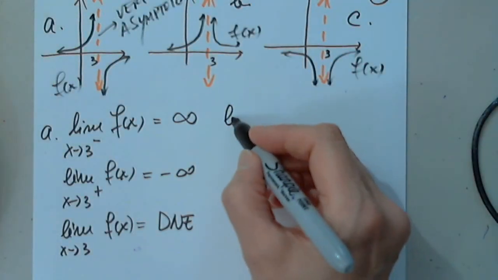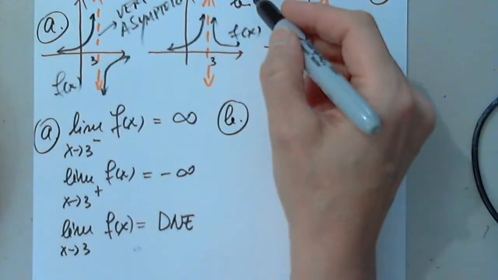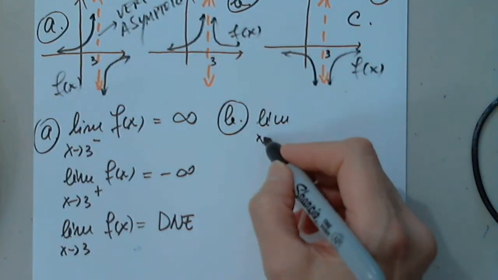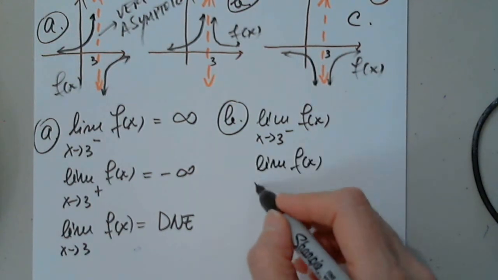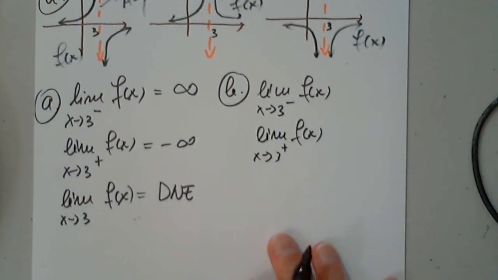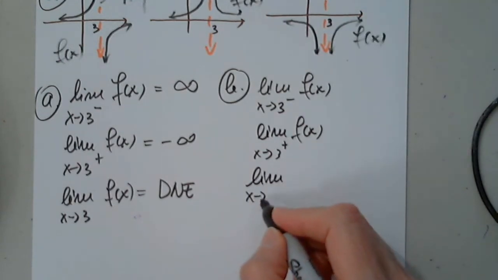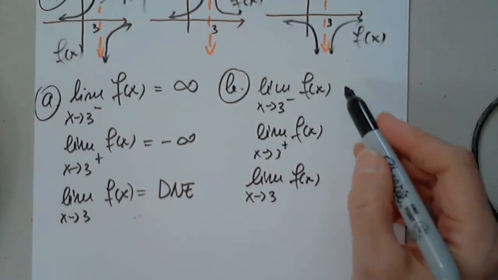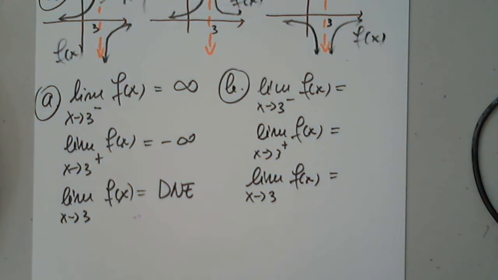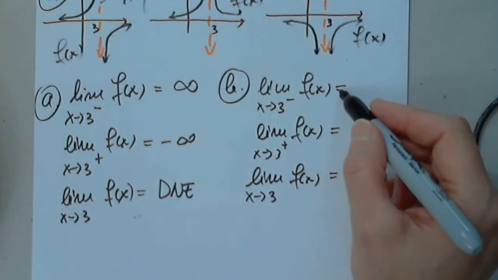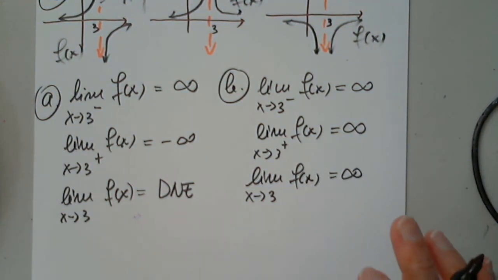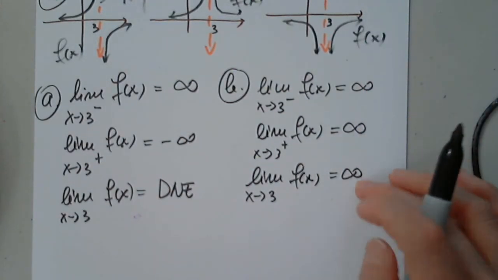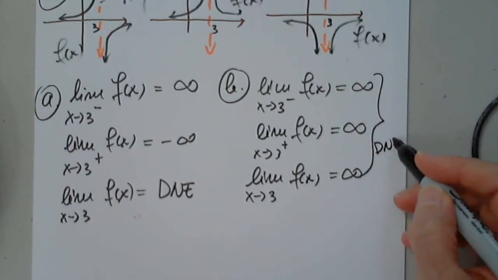Okay, now in part B. The limit as x approaches 3 from the left. The limit as x approaches 3 from the right. And the limit as x approaches 3 from either side. I think if I understand, positive infinity, of course, and infinity. Correct. Positive infinity. Yes.